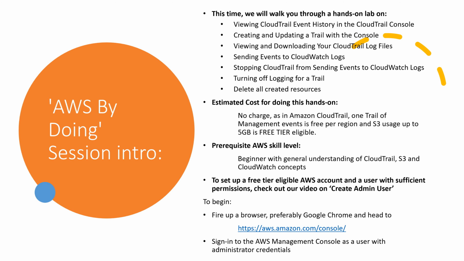Prerequisite AWS skill level: beginner with general understanding of CloudTrail, S3, and CloudWatch concepts. To set up a free tier eligible AWS account and a user with sufficient permissions, check out our video on Create Admin User. To begin, fire up a browser, preferably Google Chrome, and head to aws.amazon.com. Sign into the AWS Management Console as a user with administrator credentials.